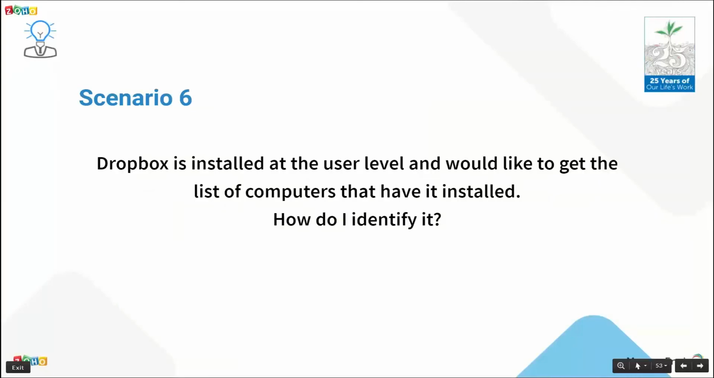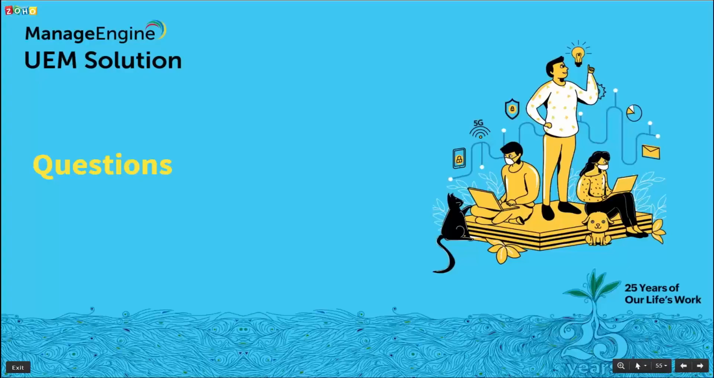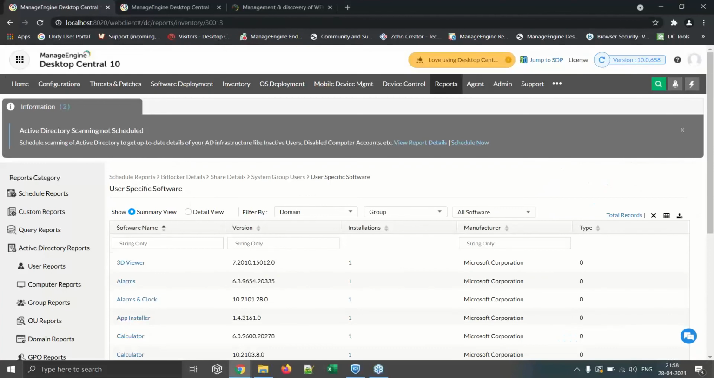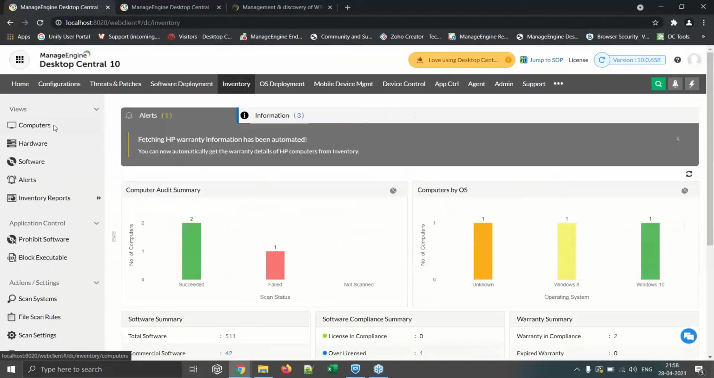Since we have limited time, I'm going to skip few scenarios here. Let's quickly go through the frequently asked questions. Can we add the date that computers have been purchased? This is to register warranty dates, etc. I would say you don't have to, but you can, okay? Because these details will be automatically fetched.